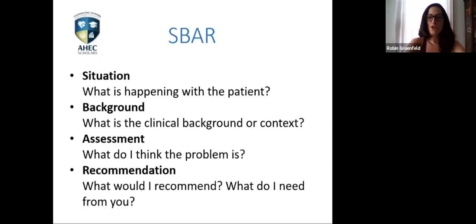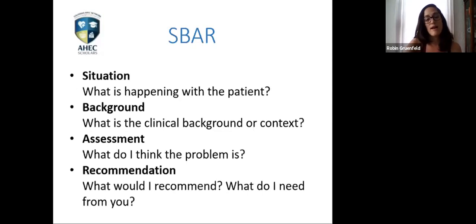So we'll start with SBAR. That's an acronym: situation, background, assessment, and recommendation. It's one technique of many that can be used to standardize communication. It's really helpful in care settings because then you can be sure that the same kinds of information are included every time you communicate. That consistency is really good because then the listener knows what to receive when you communicate with them, and vice versa.